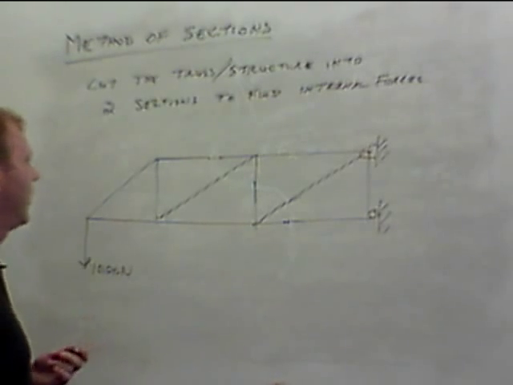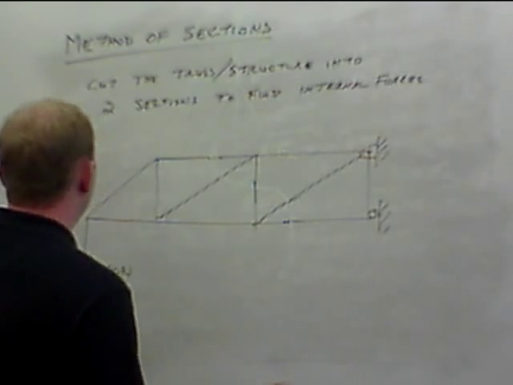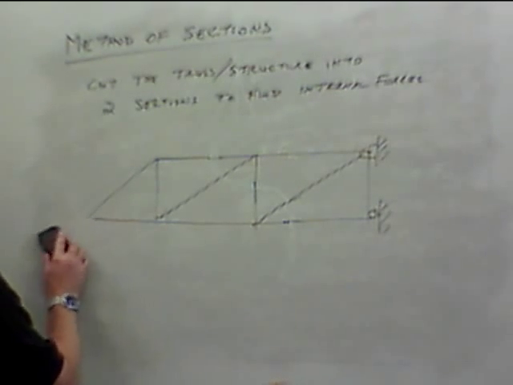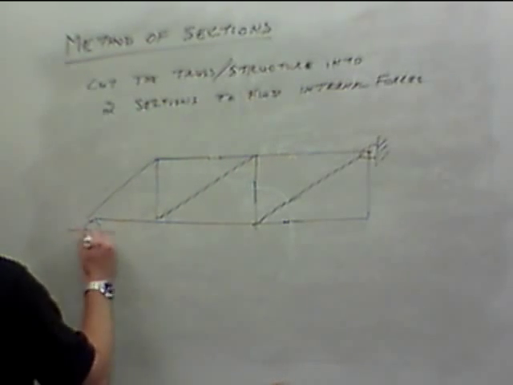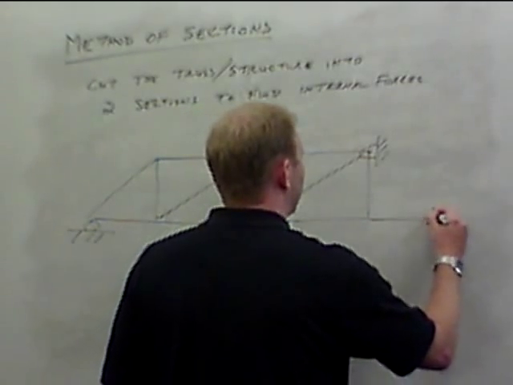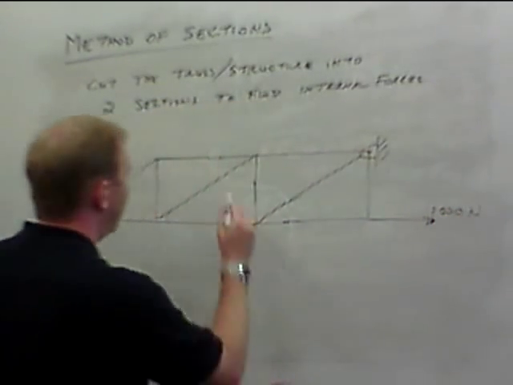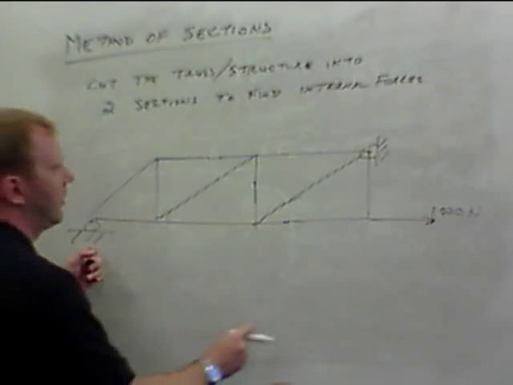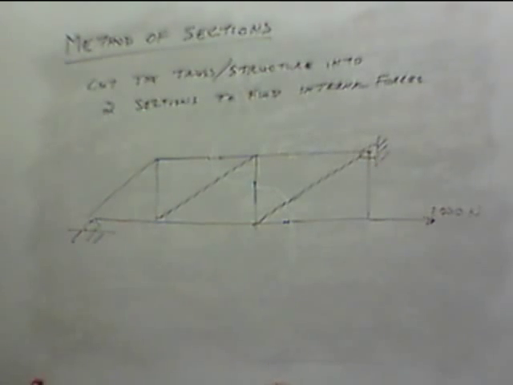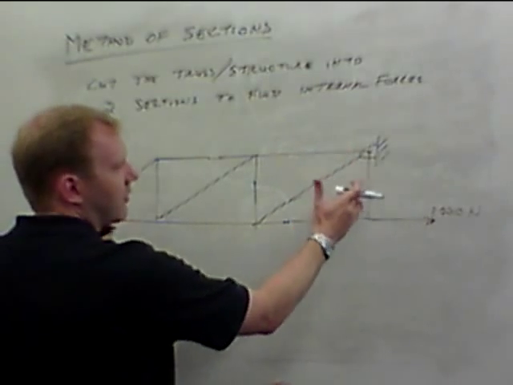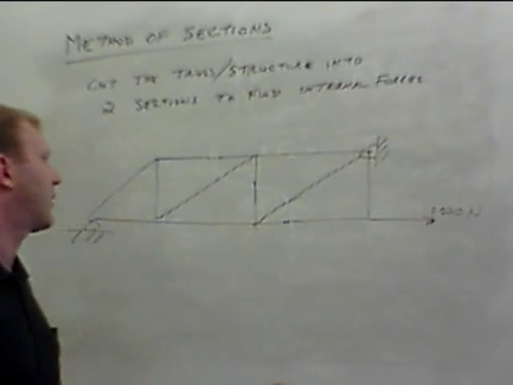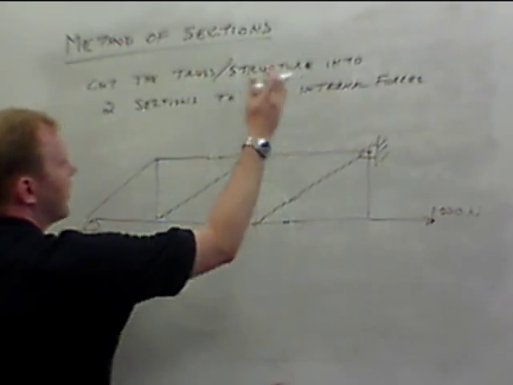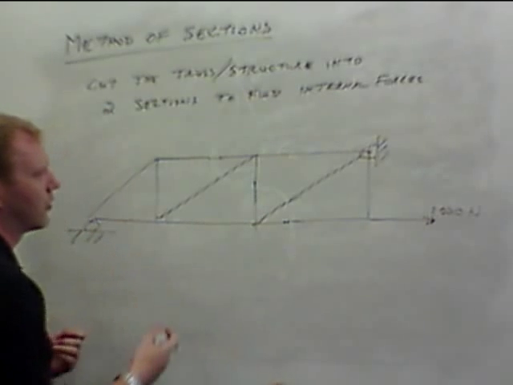If there's a case where, for instance, we have another unknown, so if I change this slightly, and instead of the roller being here, we had a roller here, and an applied load over here, well now if I cut it, I have an unknown here, a couple unknowns here. That's not a huge problem. What you can do is look at the entire truss first, find the support forces, just like the first thing you do in a method of joints problem. Once you know those support forces, then you can section it and work with one side or the other.